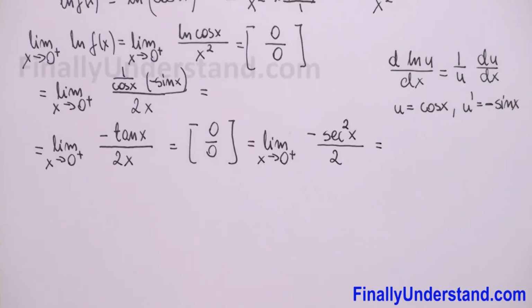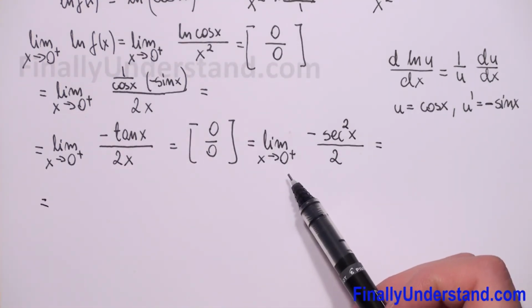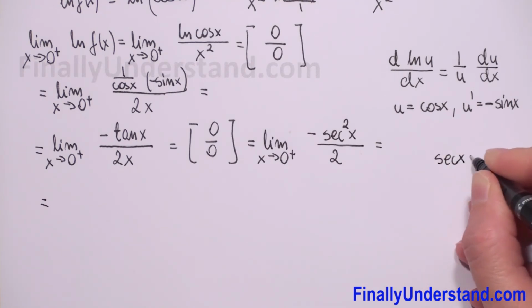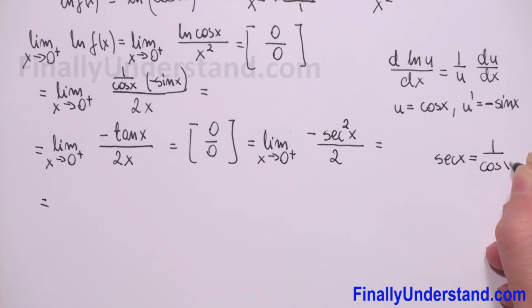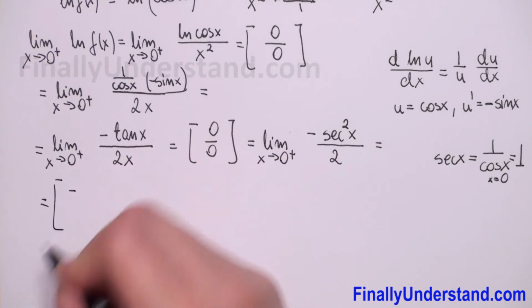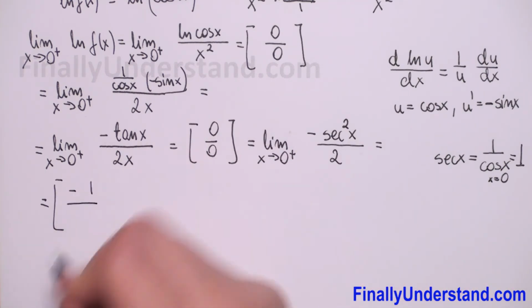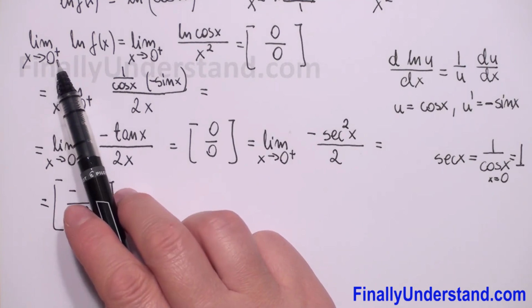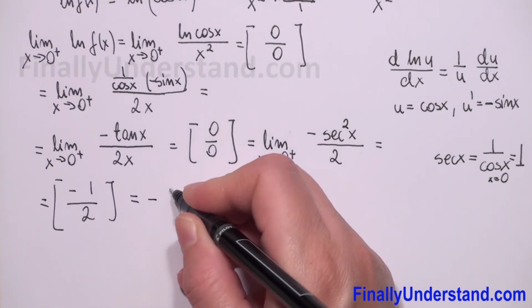So this is equal. Now we have to check what will be when we substitute x by 0. Secant, if someone forgot, secant of x is equal 1 over cosine of x. So now when we substitute x by 0, we have cosine of 0. Cosine of 0 is equal 1. So we have 1 over 1 is 1. So we have here in numerator negative sign. We have to copy. And 1 squared is still 1 over 2. So we can write that limit of our function as x approaches 0 from right of natural log of f of x is equal negative 1/2.